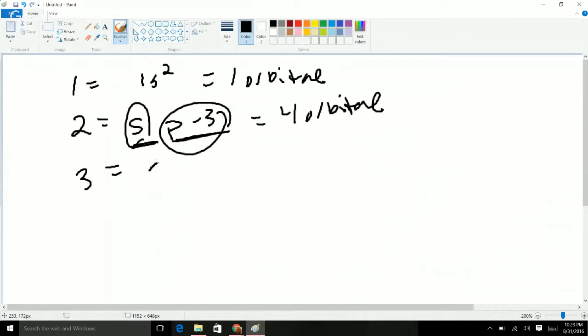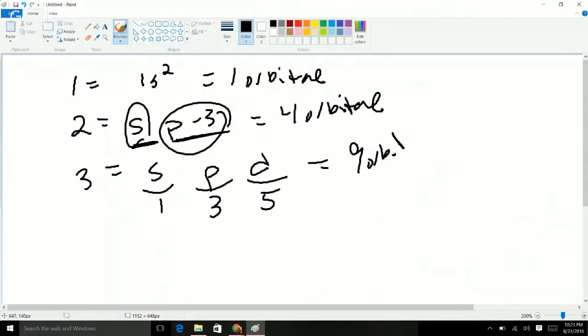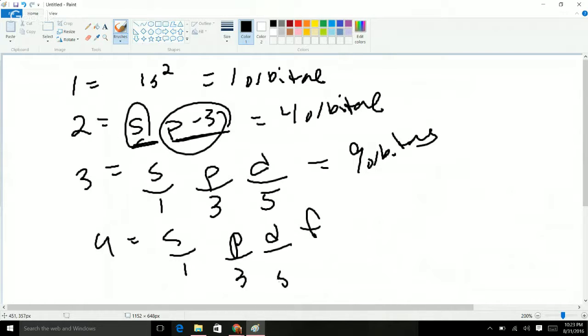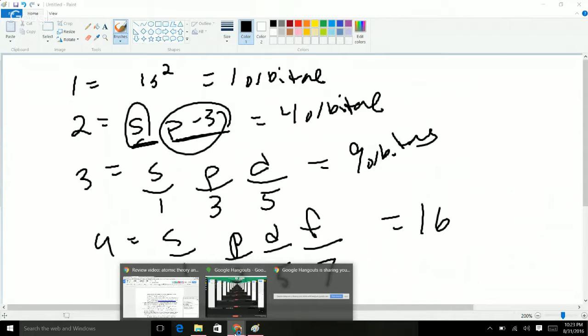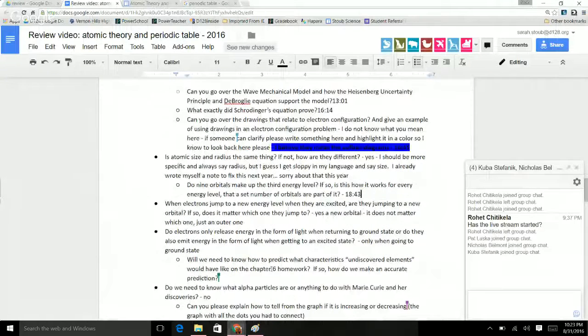In the third energy level, you have S, P, and D. There's only 1 S shape, there's 3 P shapes, and there happens to be 5 D shapes. That's why we draw 5 lines. So if we add those up, that's a total of 9 orbitals. Go into the fourth energy level, we have S, P, D, and F. S is 1, P is 3, D is 5, and F is 7, because it's 14 across. So if I add all those up, I get 9 plus 7 makes 16 orbitals. I think this answers that person's question. I'm going to say it does. So excellent.